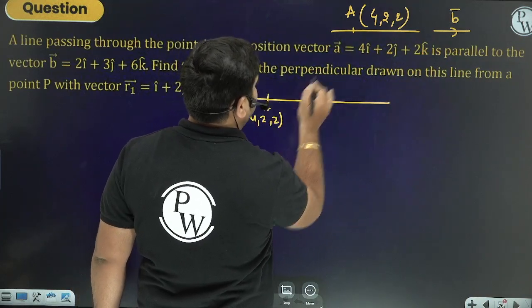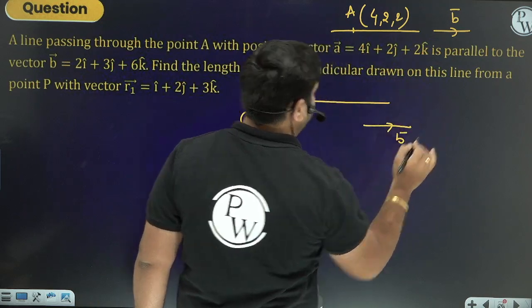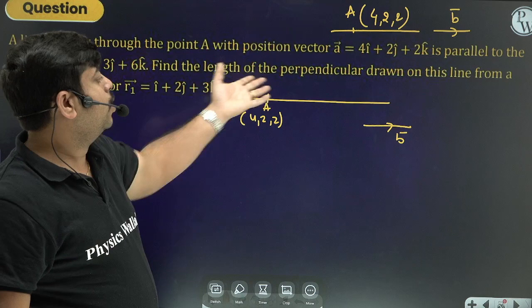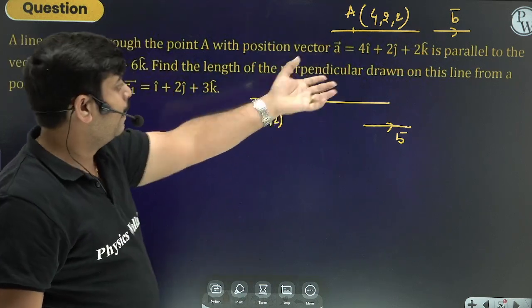And this line is parallel to B bar. Fine. So we'll get the direction cosines, direction ratios. So from there we'll get the equation of the line. Okay, then what is it?